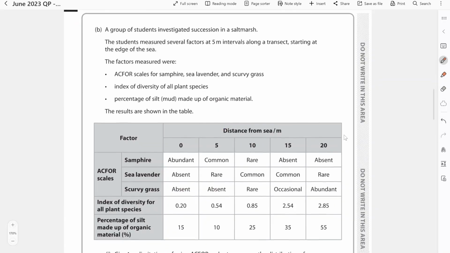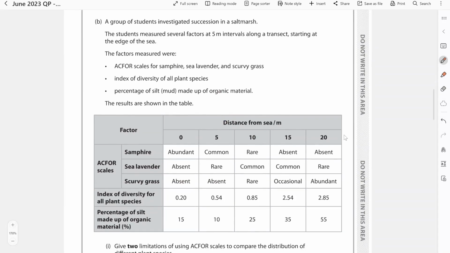All right, part B. A group of students investigated succession in a salt marsh. The students measured factors at 5-meter intervals along a transect starting at the edge of the sea. The factors that were measured were ACFOR scales for these three things, index of diversity for all plant species, and percentage of silt made up of organic material.